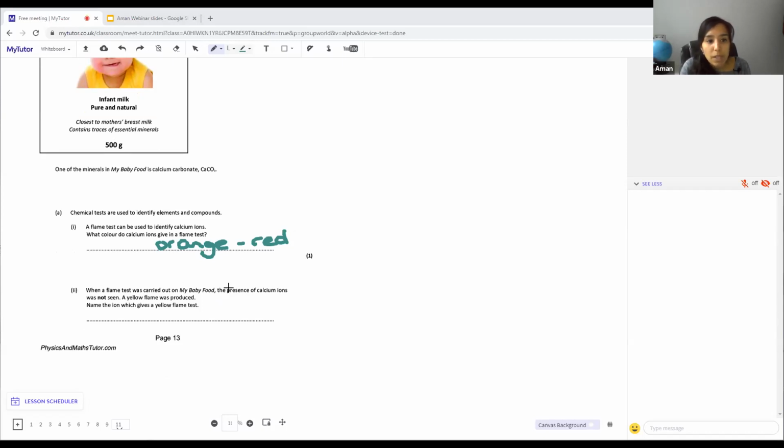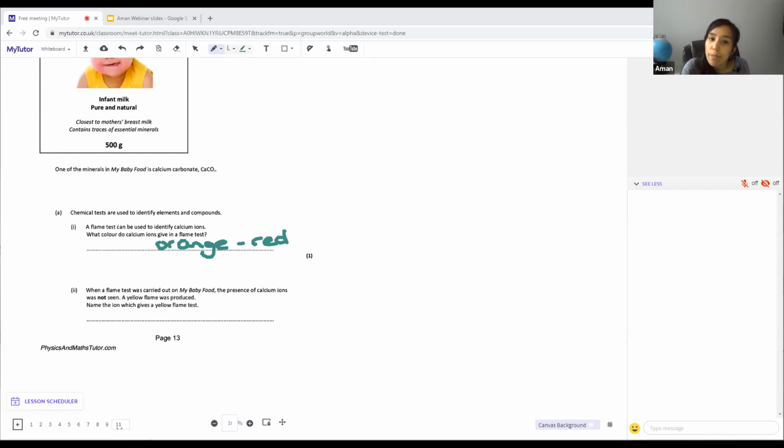Okay, when a flame test was carried out on my baby food, the presence of calcium ions was not seen. A yellow flame was produced. Does anyone remember which ion produces a yellow flame? So only one ion produces the yellow flame. So it's not iodine, so this is only positive ions. So we're looking at metals only.